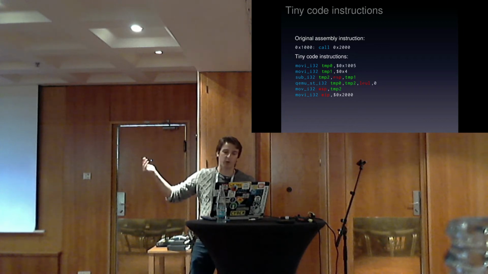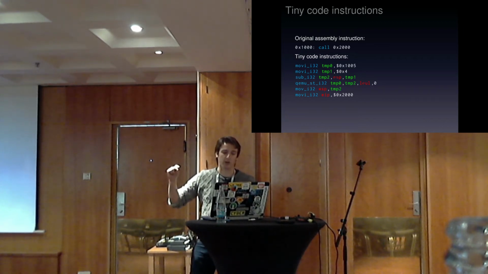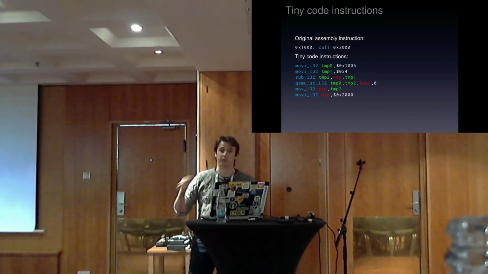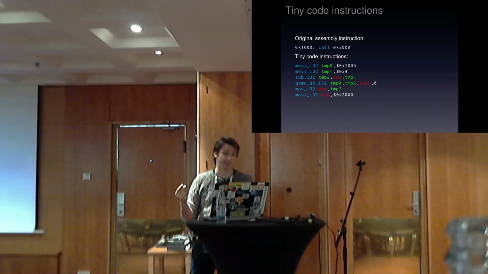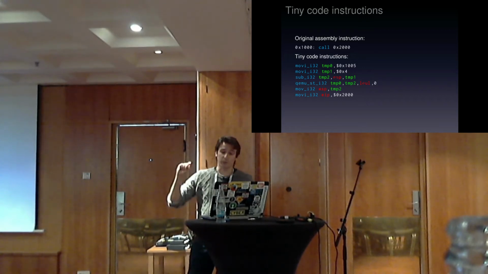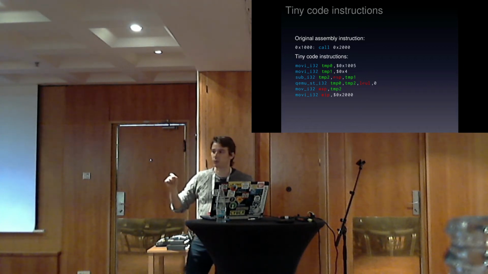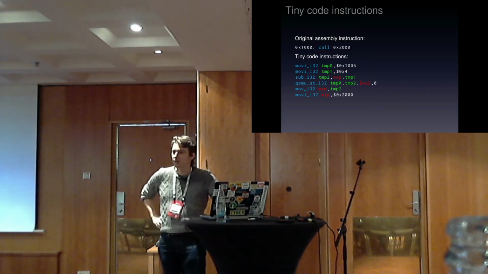We are writing 4 in a temporary variable, tmp1. Then we are subtracting 4 from ESP, which is the register representing the stack pointer in x86. And then we store there, at ESP - 4, the value 1005. And then we update ESP. So what is this? Who can tell me what's happening here?